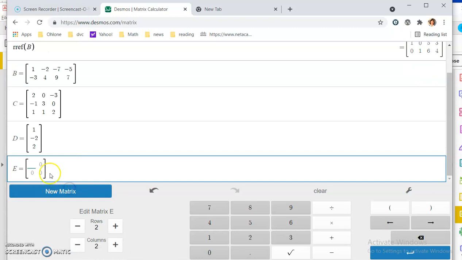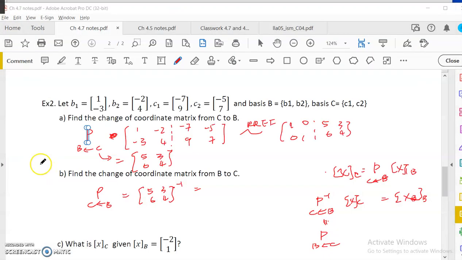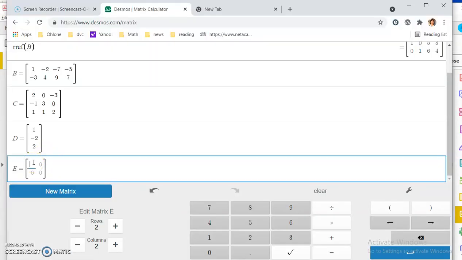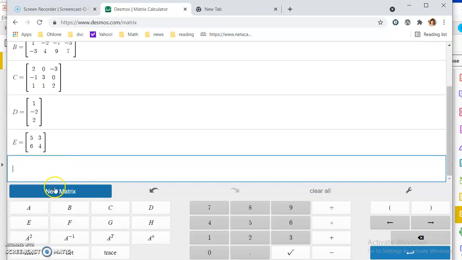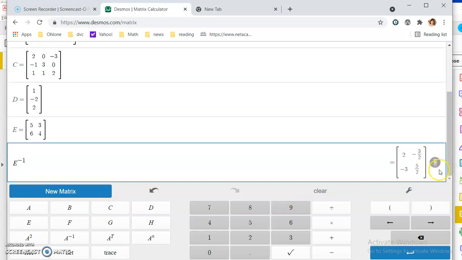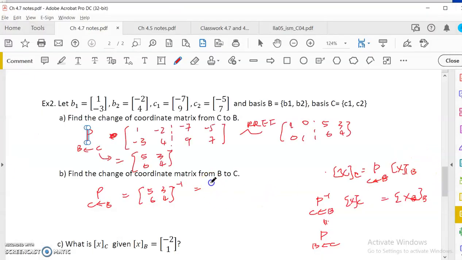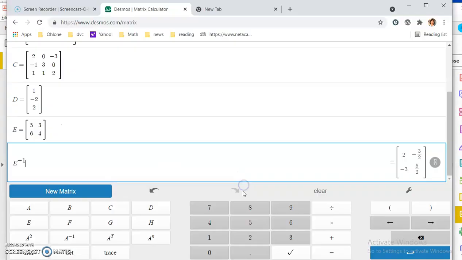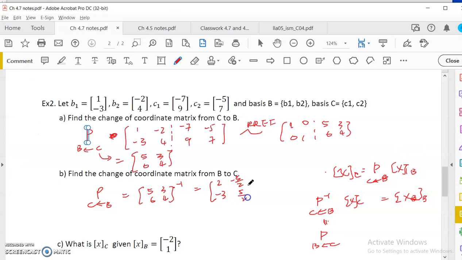So, 5, 6, 3, 4, because I haven't found it yet. And then I would take the inverse. So 2, negative 3, negative 3 over 2, 5 over 2. So it's 2, negative 3, negative 3 over 2, 5 over 2.